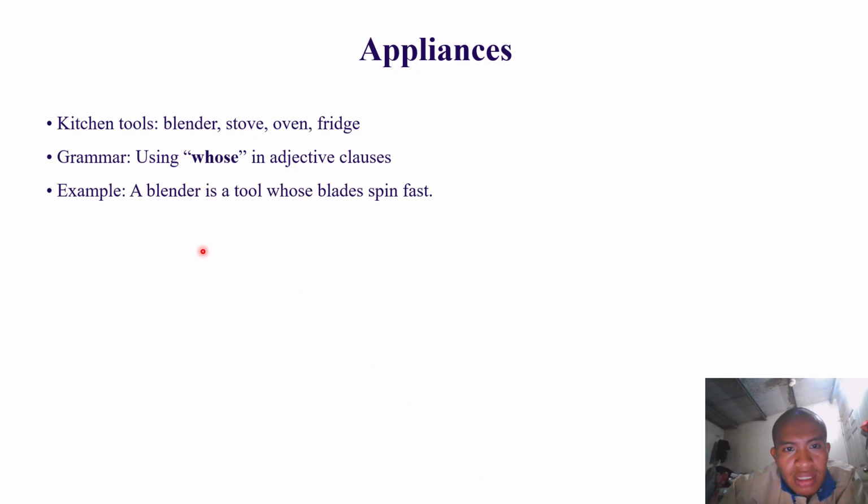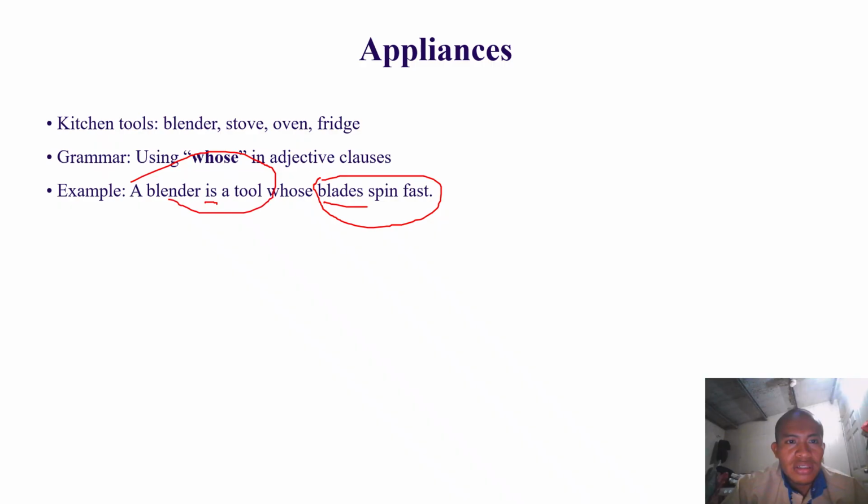A clause means that there are two verbs. For example, here you see a verb, see other verbs here, and these are the adjective clauses. Two sentences are here. One is here. The first is here. Sorry, I cannot circle it well. So the whose indicates what the blender does. So here, blade spin fast. This is the use.